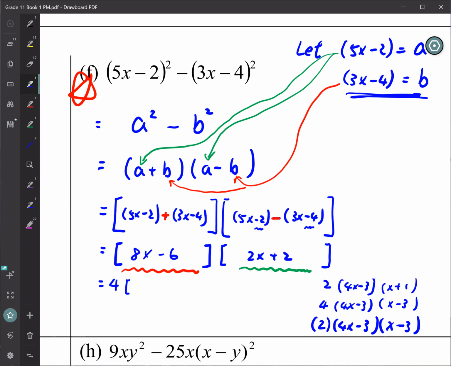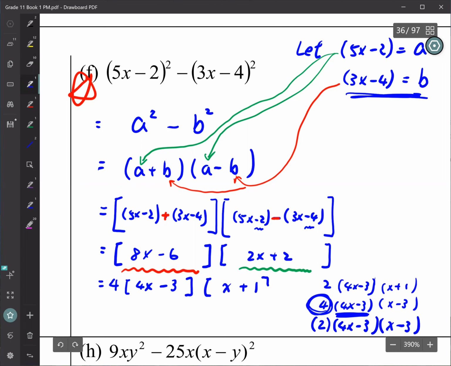So far we have a 4, right? In your answers, one of the answers has a 4. And now if I take out the 2 from the red one, you get 4x minus 3. We got that right here. And then if you take out the 2 from the second one, you get x plus 1. So up there. If you combine your answer, you get the correct answer. So be careful on what you take out and watch out for the subtraction.